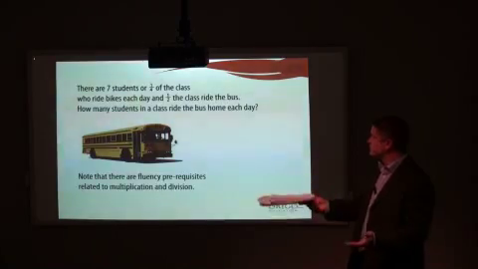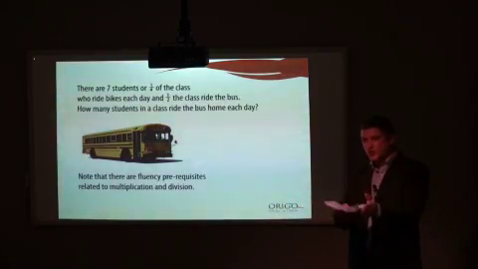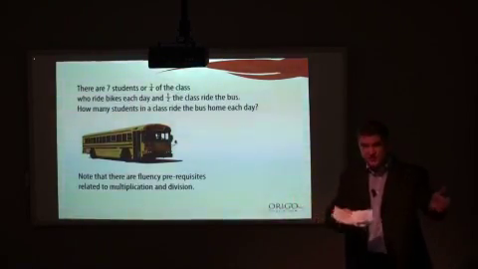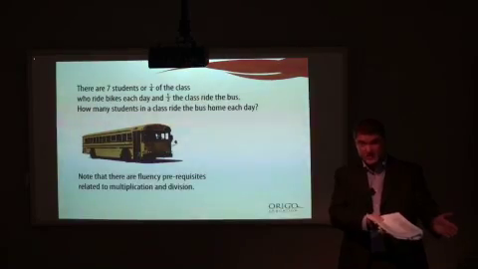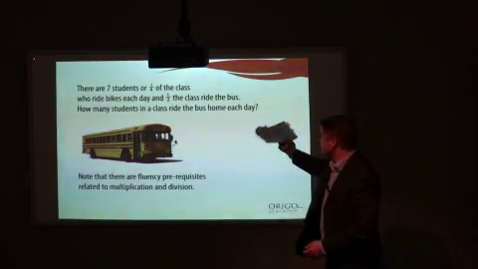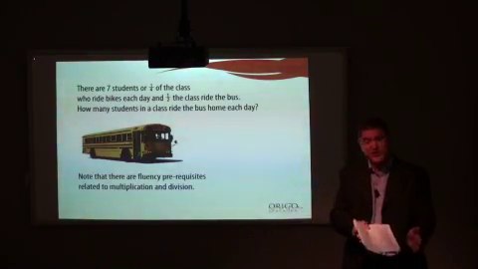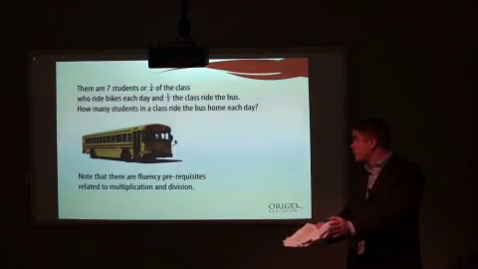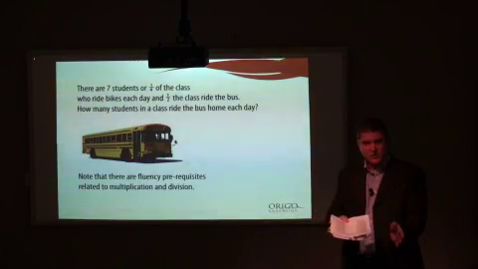Obviously, you can say, well, 7 students or 1/4. If 7 is 1/4 of the class, what's 4 times 7? There's 28 students in the class, right? Therefore, 1/2 of the class ride the bus, so that must be 14. Or maybe the students know that 1/2 is double 1/4, so you just double 7.